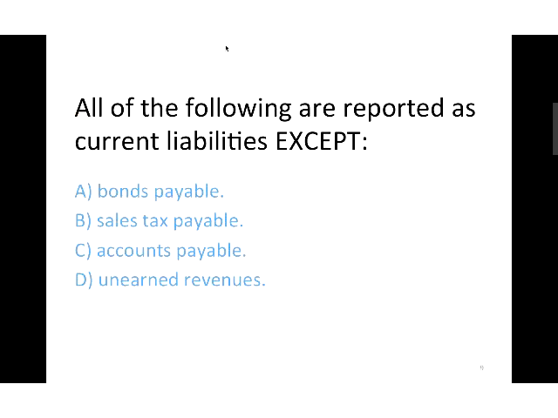Okay, next question. All of the following are reported as current liabilities except for: bonds payable, sales tax payable, accounts payable, unearned revenues.